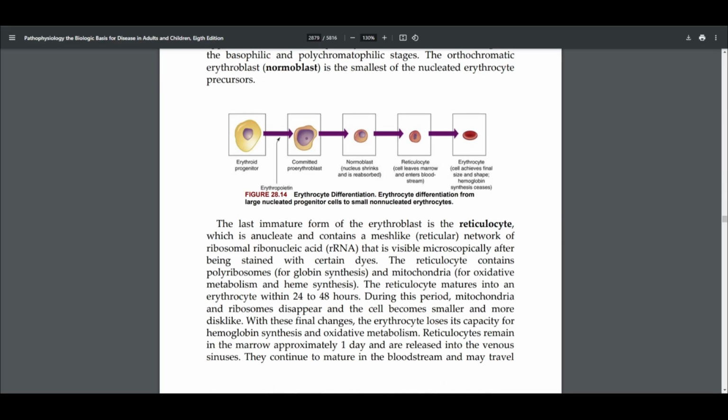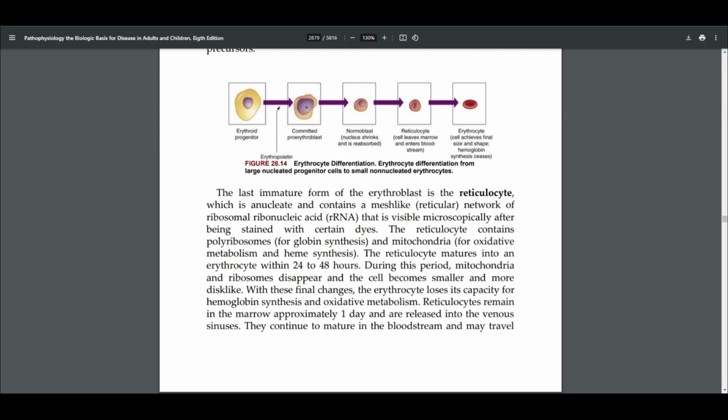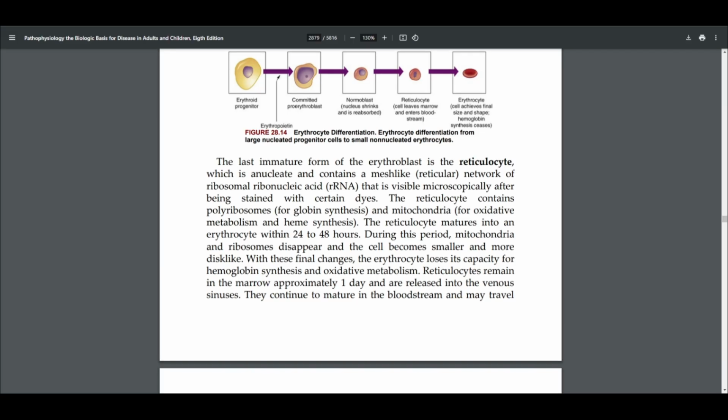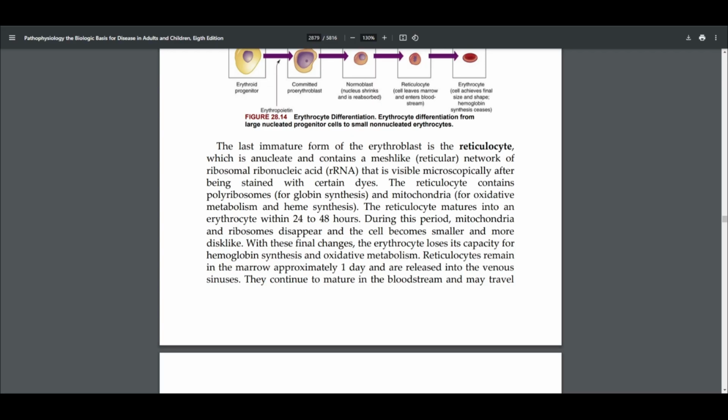The last immature form of an erythroblast is the reticulocyte, which is anucleate and contains a mesh-like network of ribosomal nucleic acid that is visible microscopically after being stained with certain dyes. The reticulocyte contains polyribosomes and mitochondria. The reticulocyte matures into an erythrocyte within 24 to 48 hours. During this period, mitochondria and ribosomes disappear and the cell becomes smaller and more disc-like. With these final changes, the erythrocyte loses its capacity for hemoglobin synthesis and oxidative metabolism.